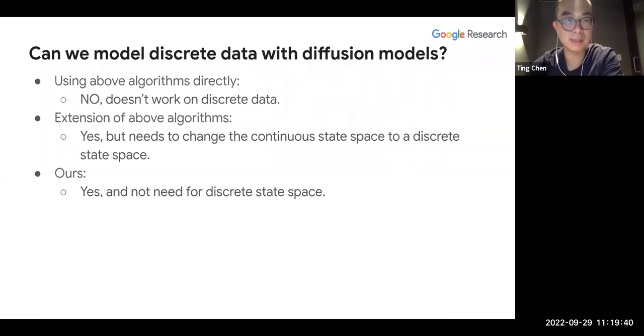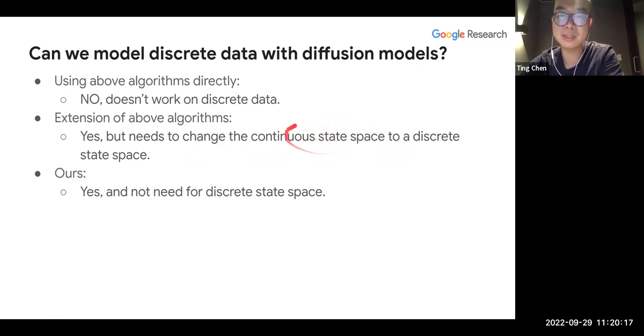Now the question comes, can we model discrete data with diffusion models? If we directly use the above algorithms, the answer is no. It doesn't work on discrete data. Now smart people have proposed a few extensions of the above algorithm, so you can actually model discrete data, but that's a different type of diffusion model. The key difference is that they have to change the continuous state space model to a discrete state space model.